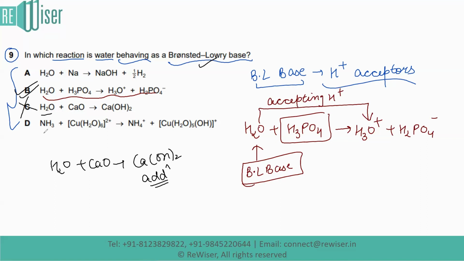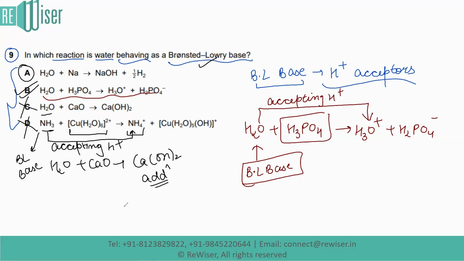And if you look at D, D states ammonia. Ammonia is reacting with Cu(H2O)6 positive to form NH4 positive. It means ammonia is accepting a proton. Ammonia is accepting H plus. That means ammonia here is a Bronsted Lowry base, not water. Right, so D cannot be the correct answer.